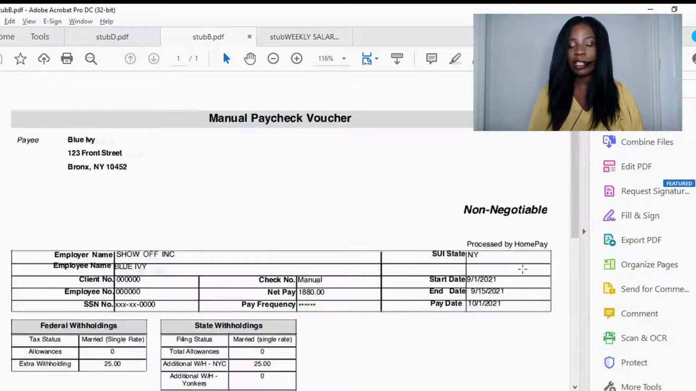In this case, my start date is 9/1 and it ends 9/15, and they are getting paid on the 1st of October. Whenever I see 9/1, 9/15, for the most part, that's going to indicate that they get paid twice a month. So they get paid either the 1st and the 15th, or the 15th and the 30th. That's called semi-monthly, twice a month, bi-monthly.